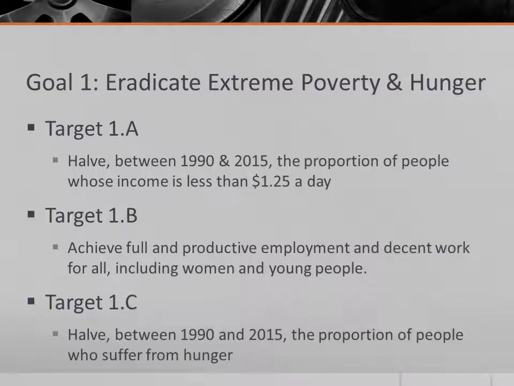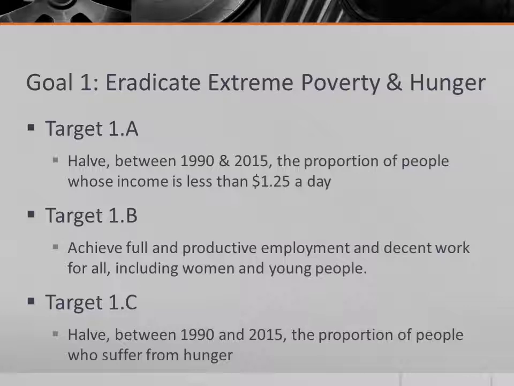All right. So starting with goal number 1, we had 3 target goals that were part of this. The first target was to cut in half between 1990 and 2015 the proportion of people whose income is less than $1.25 a day. And this was actually accomplished 5 years ahead of schedule. It was supposed to be accomplished by 2015. They actually cut in half the number of people who are living in extreme poverty, which is that measure by the United Nations, $1.25 a day. They cut that in half by 2010. So that was met.